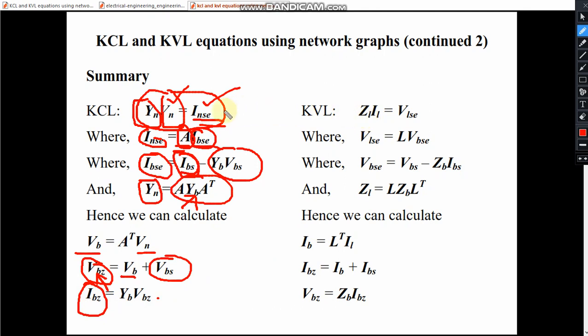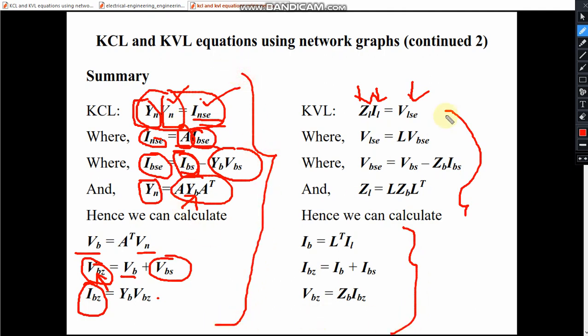In KVL, it is the same thing. The only difference is that instead of V, here we have I, instead of Y, here we have Z, instead of I, here we have V. All these formulas are similar to those formulas. Here, instead of using the nodal incidence matrix A, we use the loop incidence matrix L. So this loop incidence matrix is used in the same way.